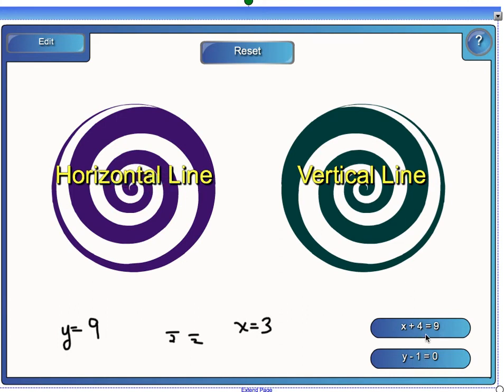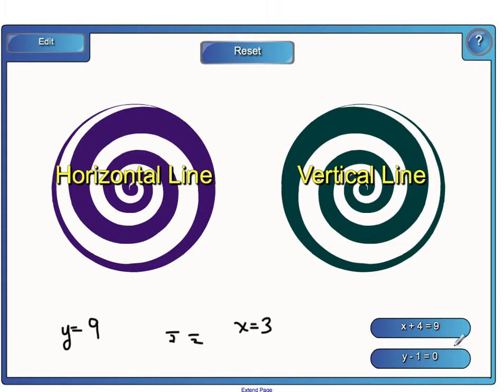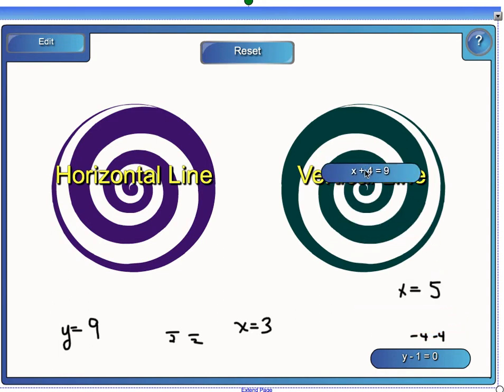Now these two are a little bit trickier because we actually have to subtract 4. So this is actually this line. We have to put it x equal to in order to figure out what that x-intercept is. Okay, so since x is equal to, we cross the x-axis, it has to be vertical.